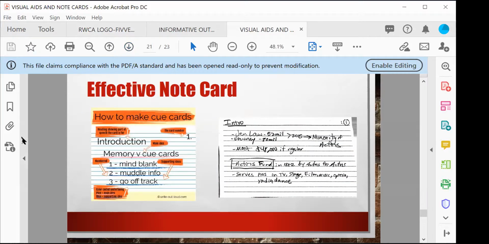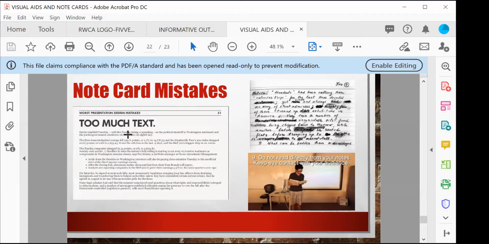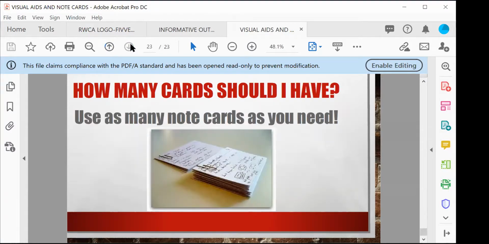So these show effective note cards, you know, the numbering them, all of this stuff here, skipping the line, all of that. Some will have too much text on. Look at that. I've seen note cards look just like that. That's hard to read for anybody. And then that's what you end up doing, reading it, and you're looking at it and your head is down. You don't want that. Use as many note cards as you need. Doesn't matter. You can use as many note cards as you need.